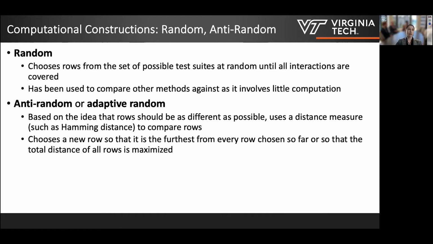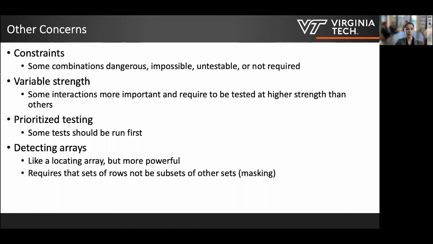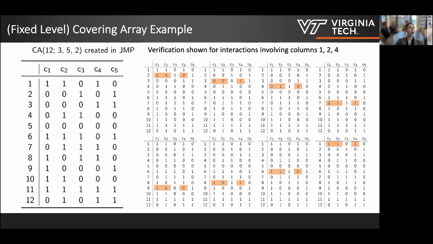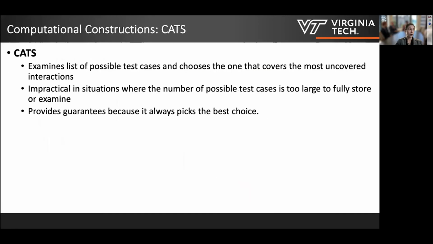So the idea here is, let's go back to an example that I can talk through. Let's say that I started off with row 11010, and that covers so many interactions in it. If we're looking at three-way interactions, if I make the next row 11011, you can imagine that it does not cover as many interactions as a row that might be quite different. So that's the idea behind random and behind anti-random.